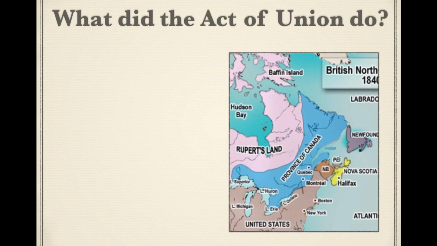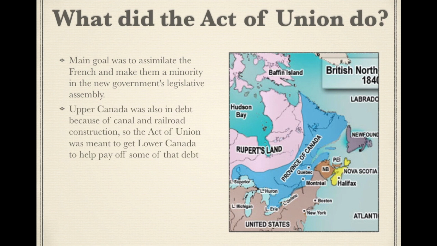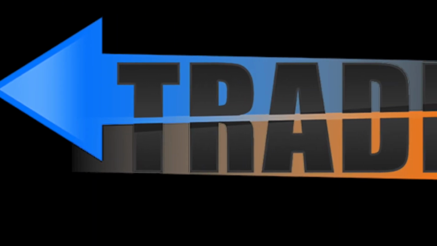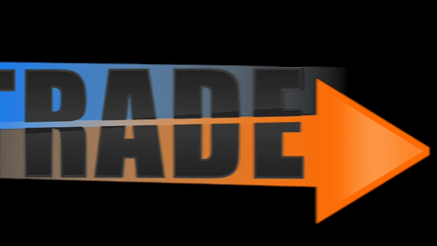So, what did the Act of Union do? Well, its main goal was to assimilate the French and make them a minority in the new government's Legislative Assembly. Upper Canada was also in debt because of canal and railroad construction. So, the Act of Union was meant to get Lower Canada to help pay off some of that debt. Lower Canada benefited from customs duties from the many ports along the Fleuve Saint-Laurent. Since the two Canadas were united, this was no longer the case. Finally, Durham felt that uniting the two Canadas would promote trade within the new province.